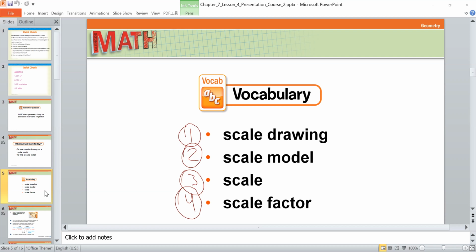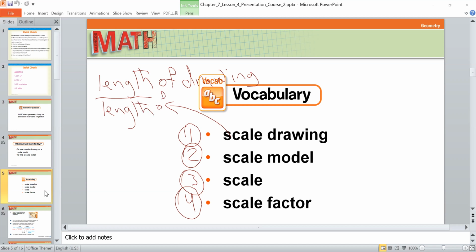Scale factor. Firstly, I need to know the meaning of scale drawing. Scale drawing, my friend, grade 7, look with me, it is a ratio. It's the ratio between the length of the drawing over the length of the real. Again, be with me and write that in your paper. The length of the drawing over the length of the real.